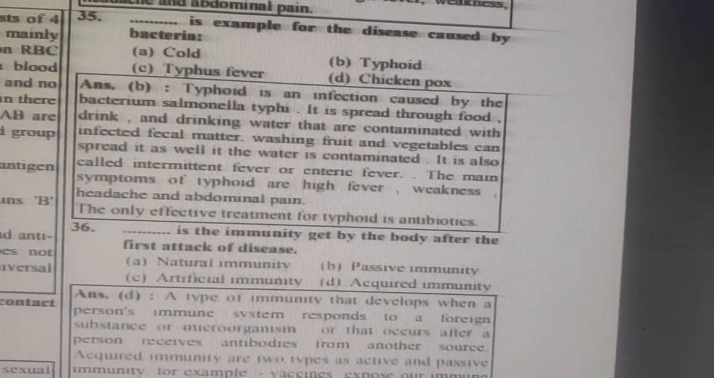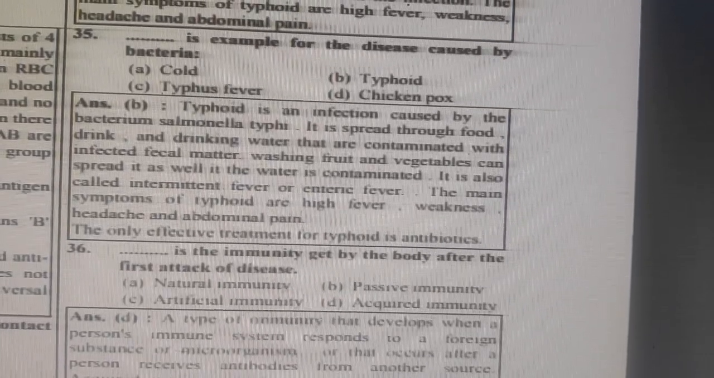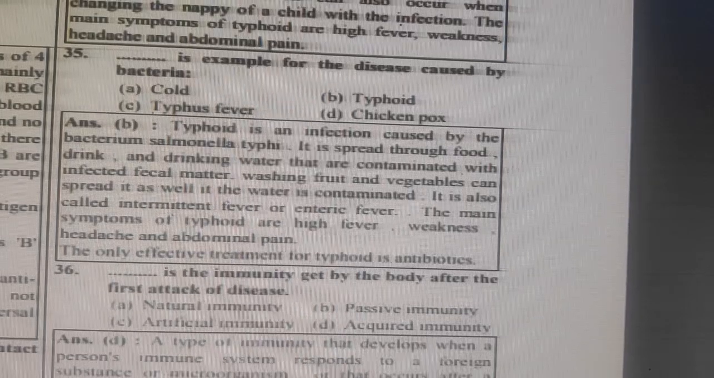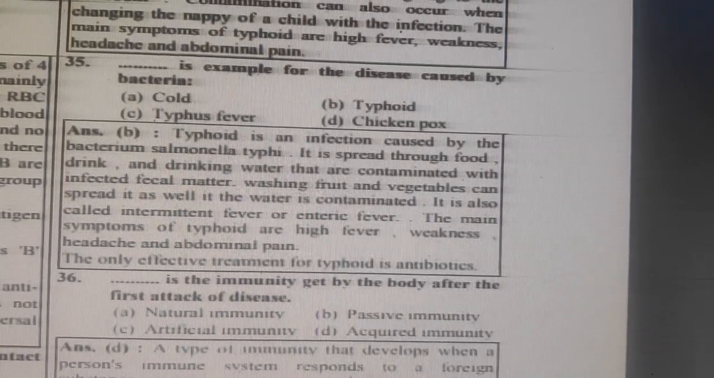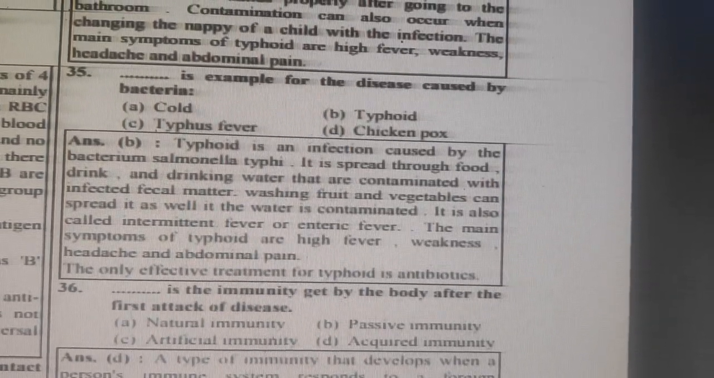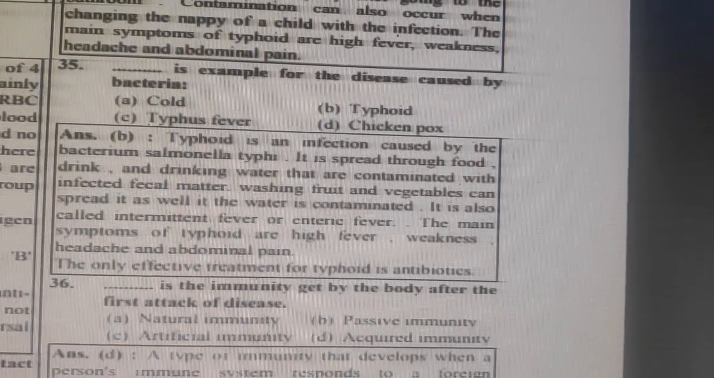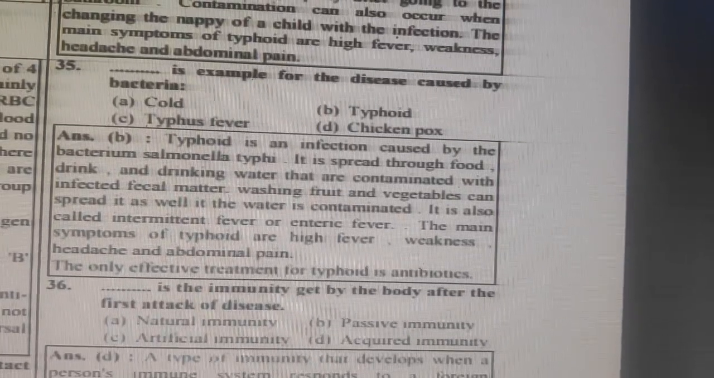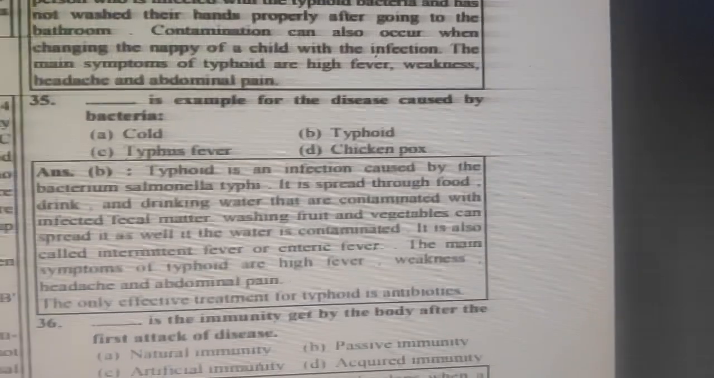Typhoid is an infection caused by the bacterium Salmonella typhi. It is spread through food and drinking water that can be contaminated with infected fecal matter. Washing fruit and vegetables with contaminated water can spread it as well. It is also called intermittent fever or enteric fever. The main symptoms of typhoid are high fever, weakness, headache and abdominal pain. The only effective treatment of typhoid is antibiotics.